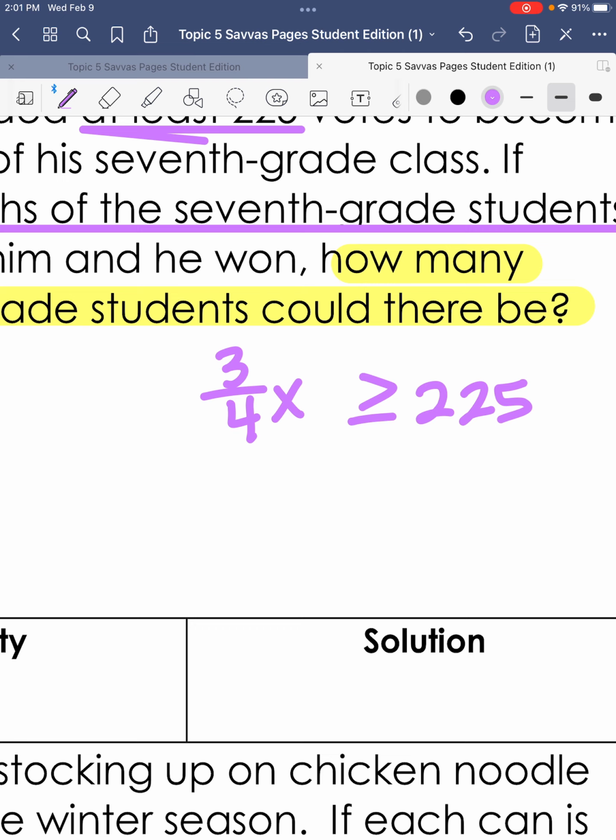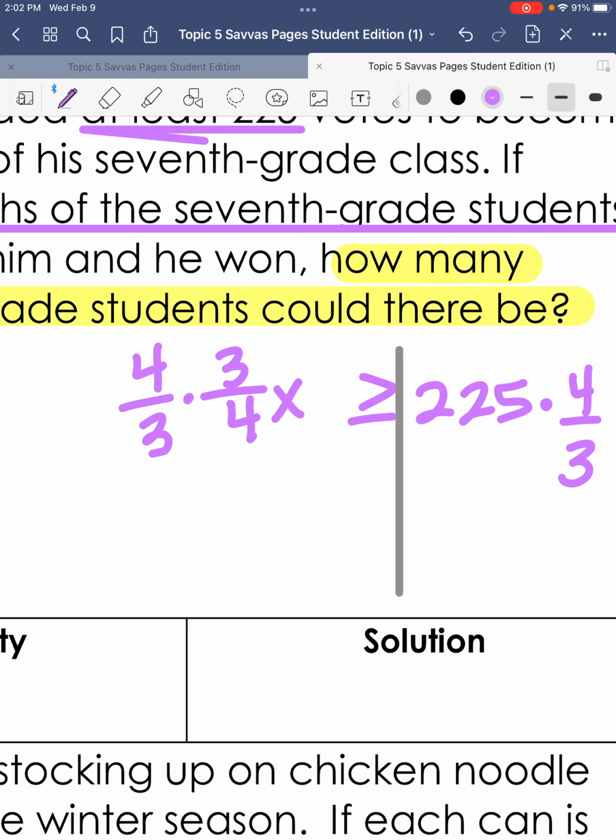Is that an inequality that you know how to solve? It sure is. So in order to solve it, let's draw our line down our inequality symbol. And now I've got this x connected to 3/4, this fraction, through multiplication. So you could divide by 3/4, but what else could you do? You could multiply by the reciprocal. So what is the reciprocal of 3/4? 4/3. So I'm multiplying by 4/3. And I'm going to do that on both sides.